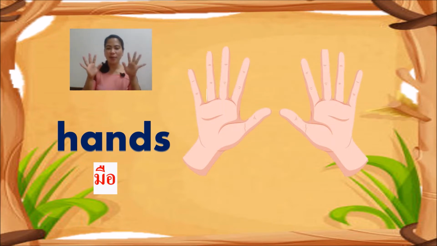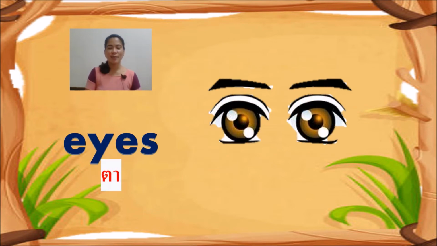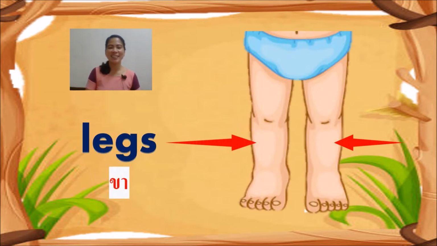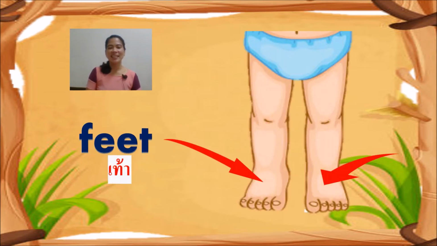Hands. Show up your hands. Okay, hands. Then we have the eyes. Knees. Touch your knees. Where are your knees? Then we have the legs. What is it? They are the feet.